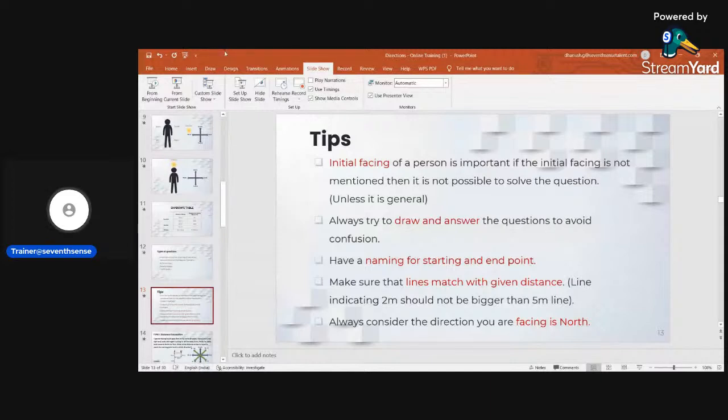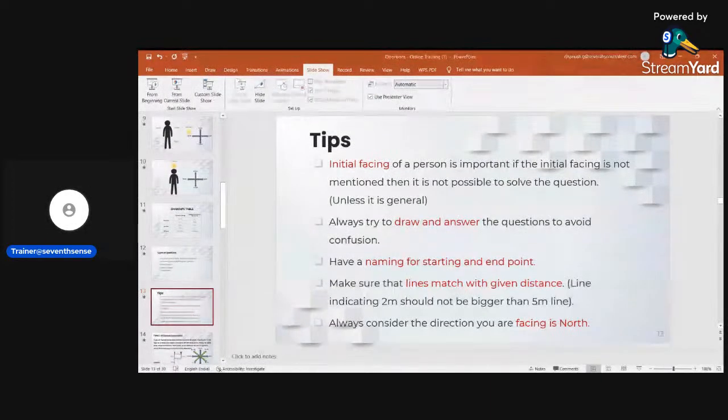Okay, so let's solve problems related to this. Type 1 is about distance calculation. So this is the given question. A person facing south goes 2 meters in the same direction, then turns to his right and walks 3 kilometers, again turns to the left and walks 5 kilometers, and finally he walks backwards towards north for 7 kilometers. What is the distance he has to travel to reach the starting point, and in which direction?